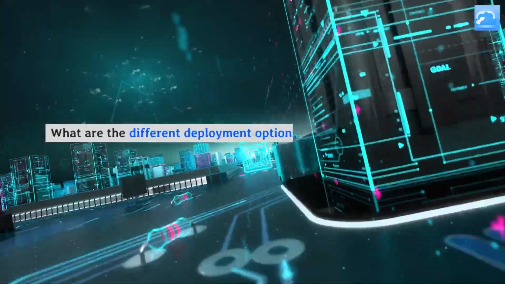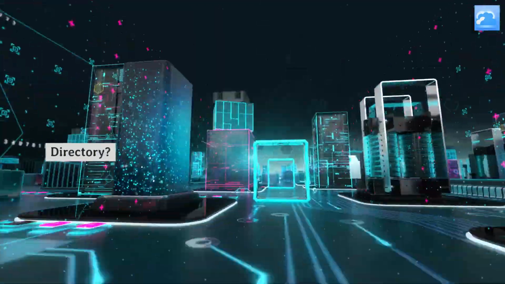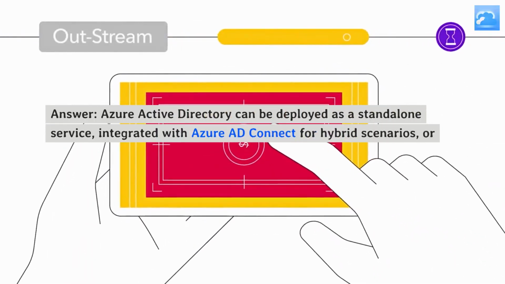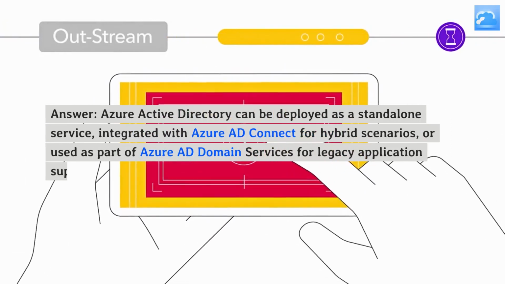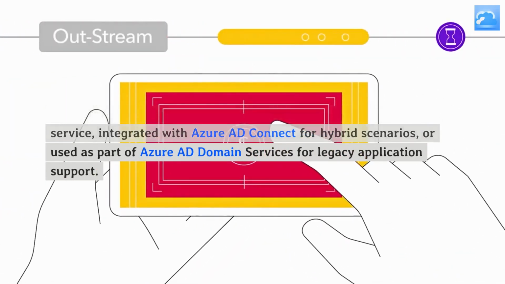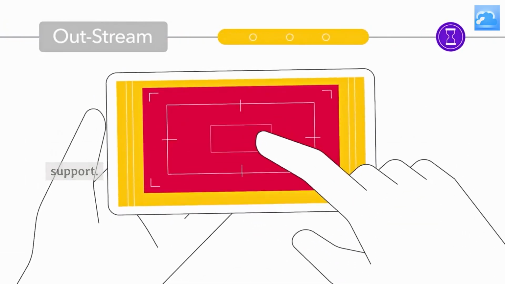What are the different deployment options available for Azure Active Directory? Answer. Azure Active Directory can be deployed as a standalone service, integrated with Azure AD Connect for hybrid scenarios, or used as part of Azure AD Domain Services for legacy application support.